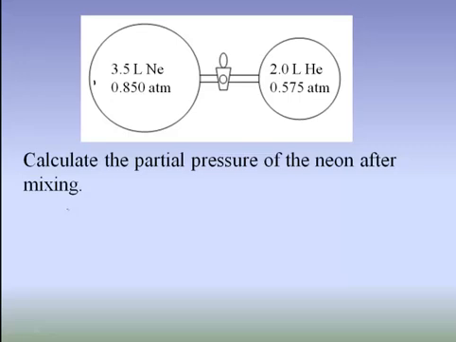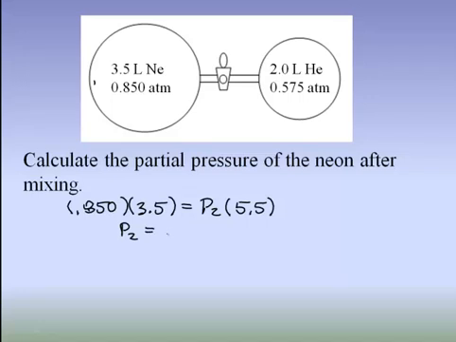P1 and V1 are the initial pressure and volume before the stopcock is opened: 0.850 atmospheres and 3.5 liters. V2 is the total volume of the whole apparatus, and we're solving for P2. So the partial pressure of neon turns out to be 0.54 atmospheres.